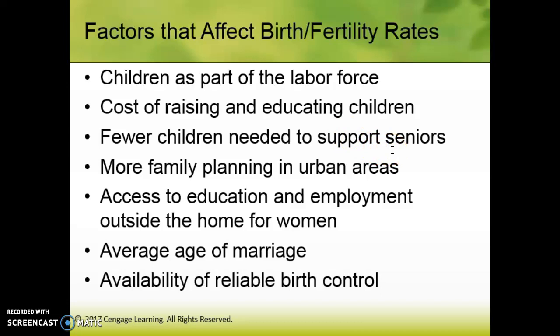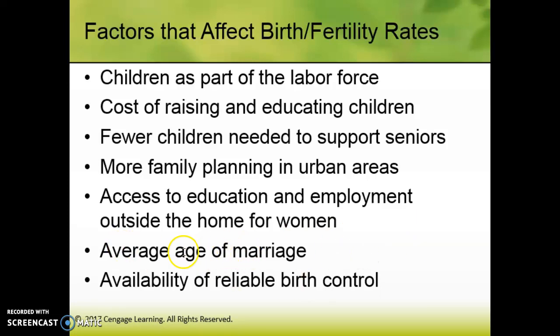We don't care for our seniors at home all the time anymore. Yes, seniors are living longer, but they often are in assisted living, and they have better access to health care, so there are doctors that can help care for them. There's more family planning in urban areas because, again, we have better access to health care. You don't have to drive 100 miles to get to birth control. You can drive around the corner to CVS and get birth control. Access to education and employment outside the home for women has a huge effect on birth and fertility rates.